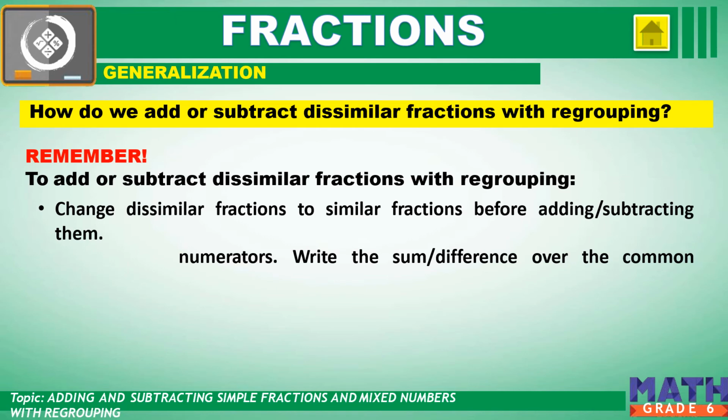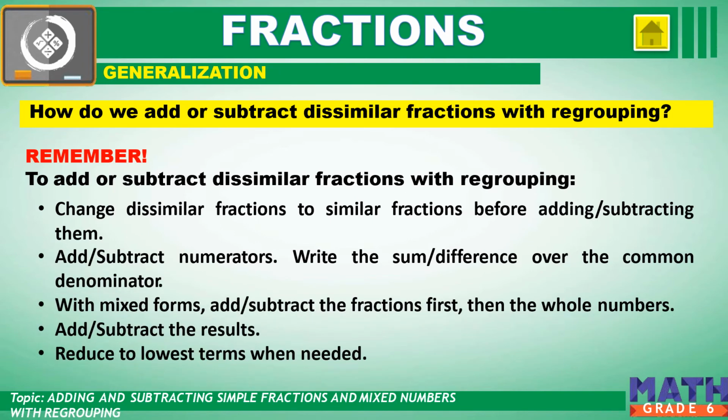Okay, so how do we add or subtract dissimilar fractions with regrouping? Remember, to add or subtract dissimilar fractions with regrouping, change dissimilar fractions to similar fractions before adding or subtracting them. Then, add or subtract the numerators. Next, write the sum or difference over the common denominator. And with mixed forms, add or subtract the fractions first, then the whole numbers, followed by adding or subtracting the results. Then, reduce to lowest terms when needed.